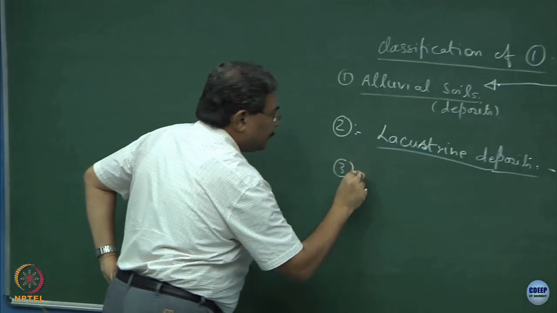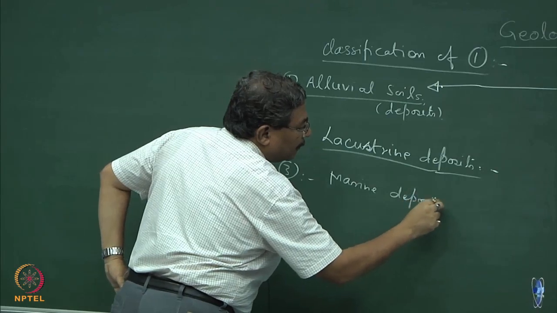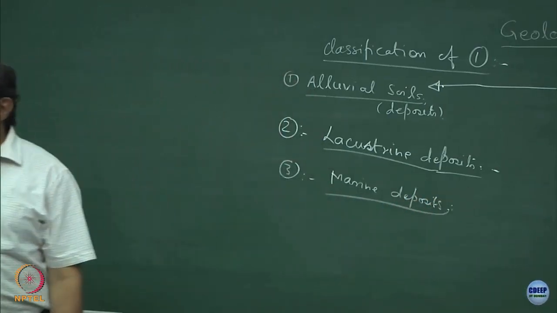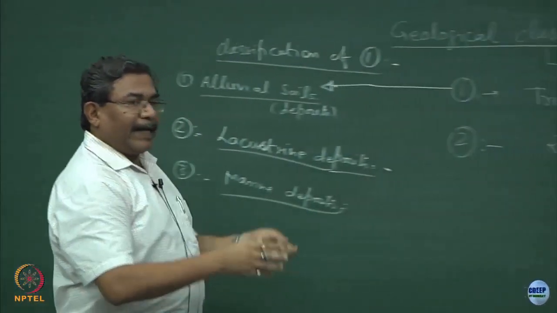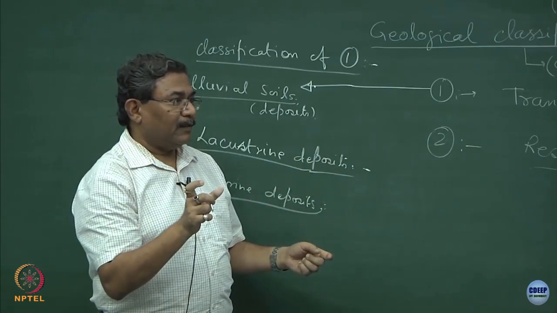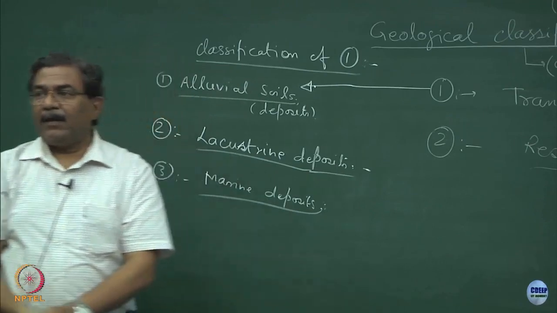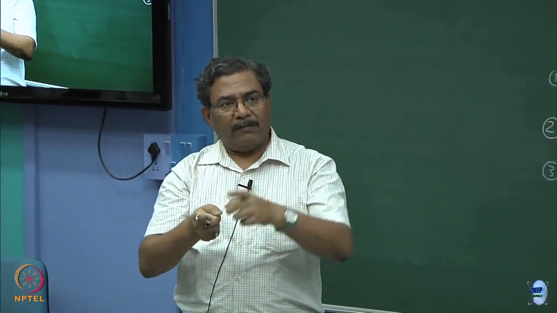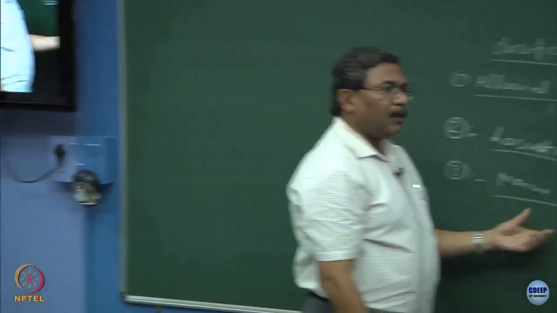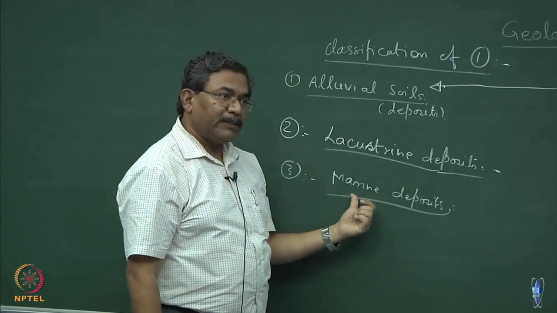The third one is marine deposits. It so happens that the marine deposits could fall in both the categories. They could be transported as well as they could be residual, particularly in this Deccan trap. I hope you understand the word Deccan trap, the Deccan peninsula of the country, starting from, let us say, Nagpur onwards up to the Cape of Comorin. This is your triangular portion, we call it the Deccan trap. All along this Deccan trap, the soils which you get in the coastal regions are marine deposits.